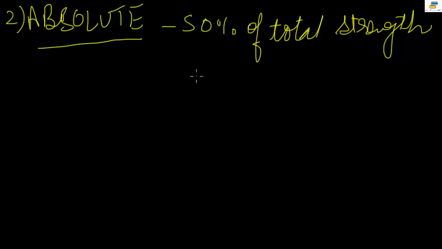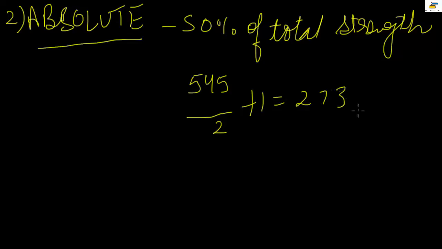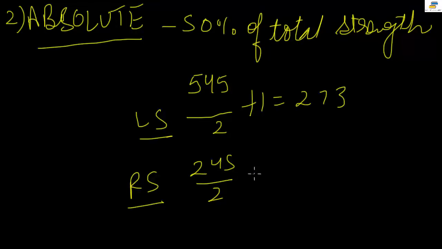Just to put it simply, if the total strength of the house is 545 members, then the majority will be 545 by 2 plus 1, and this will be 273 or more members, right? And similarly in Rajya Sabha there are 245 members. In Rajya Sabha, this is in Lok Sabha, in Rajya Sabha the majority will be 245 by 2 plus 1, and this will be 123, which will make the majority, right?